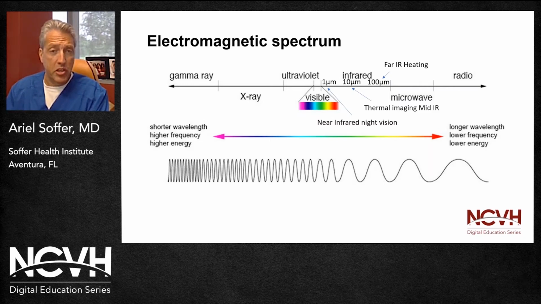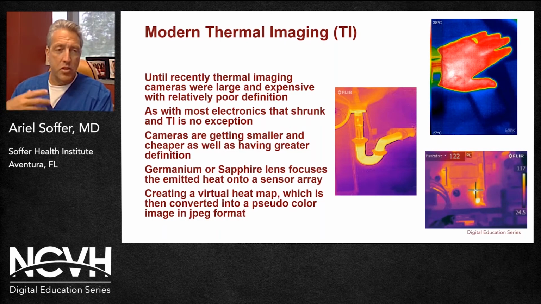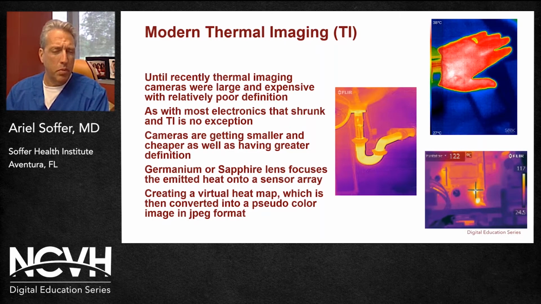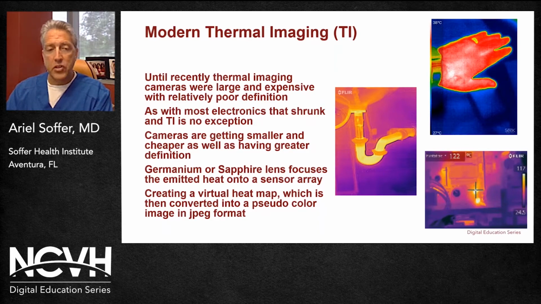That's thermal imaging. Modern thermal images, until recently, were very difficult to attain. They were large, expensive, and relatively poor in definition. And as with almost all electronics, they began to get smaller, and thermal imaging was no exception. Cameras have gotten smaller and cheaper, and they actually have even more definition while doing that. So it's been a terrific time over the last 3 years for thermal imaging.